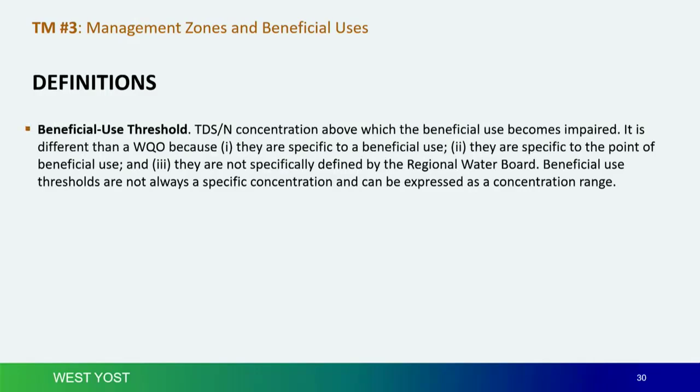They are specific to the point of beneficial use too. So for drinking water, we want that water to be of TDS and nitrogen concentrations below that beneficial use threshold at the tap, whereas a water quality objective applies to the groundwater unit itself. And then lastly, these beneficial use thresholds are not specifically called out in the basin plan.